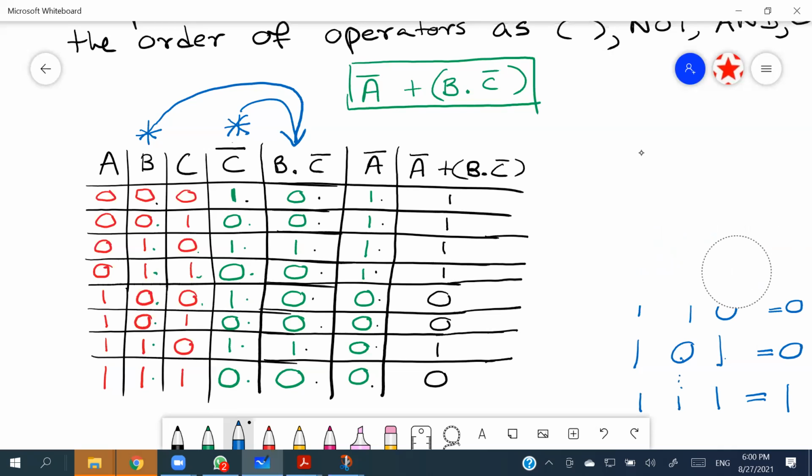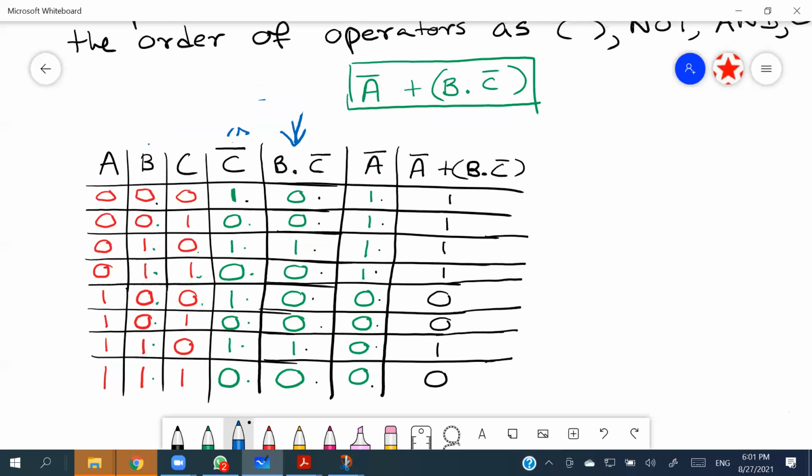Okay, so now we are done with the brackets, which is B dot C bar, right? So we come out of the brackets. Outside the brackets, we have the A bar and the plus mark. That means the NOT operation is there, and the OR operation is there. So we are going to give the priority to the NOT operation. So we are going to create A bar first. It is easy to create A bar. You only need to consider the column A and create A bar.